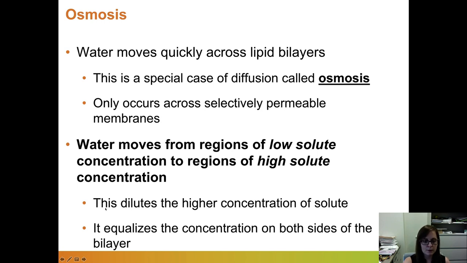So what's happening is that if a solute is really high on this side, or let's say we've got really salty water over here and really diluted water over here, but the salt can't move. Let's say that it's a bunch of ions. If those ions can't move, water then moves from that low salt concentration into the high salt concentration, thereby diluting the concentration of the solutes so that it equalizes the two concentrations on both sides of the bilayer.